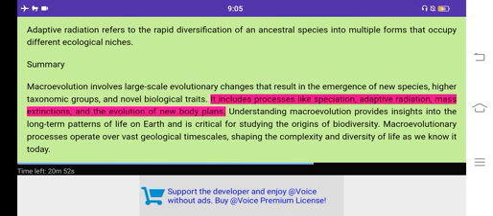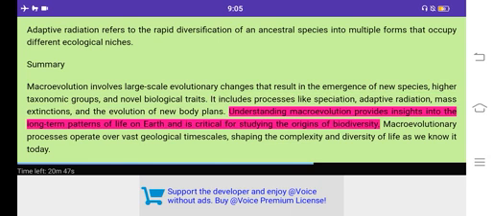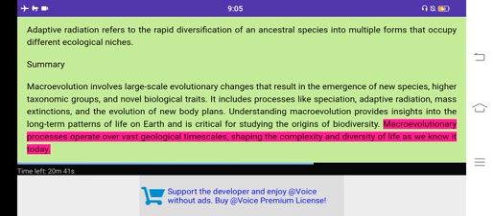biological traits. It includes processes like speciation, adaptive radiation, mass extinctions, and the evolution of new body plans. Understanding macroevolution provides insights into the long-term patterns of life on Earth and is critical for studying the origins of biodiversity. Macroevolutionary processes operate over vast geological timescales, shaping the complexity and diversity of life as we know it today.